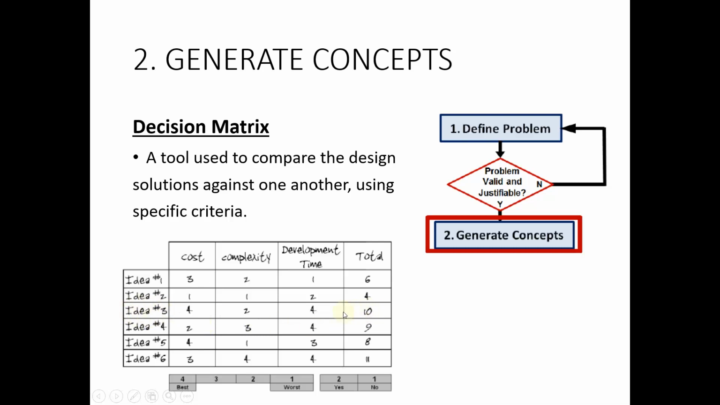For example, here the idea number 3 has got a total of 10 and idea number 6 has got a total of 11. So the first or the best idea is idea number 6, followed by idea number 3, then idea number 4, 5 and so on. So it is just a tool to select which is the best design solution by comparing the different criteria.